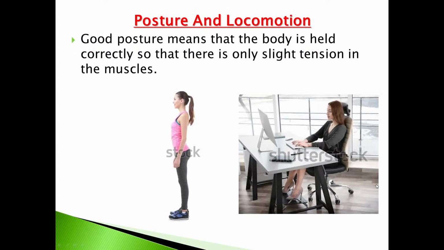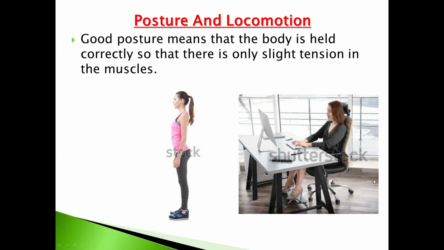Right, so we have now completely covered the different types and kinds of joints. Now we're going to look at two important terms that relate to the human skeletal system: posture and locomotion. What I mean by posture is the human body in its correct position. Whenever you're standing, sitting, walking, or lifting a load, there's a right and wrong way to do that.